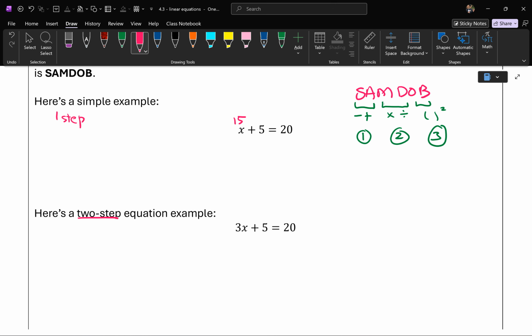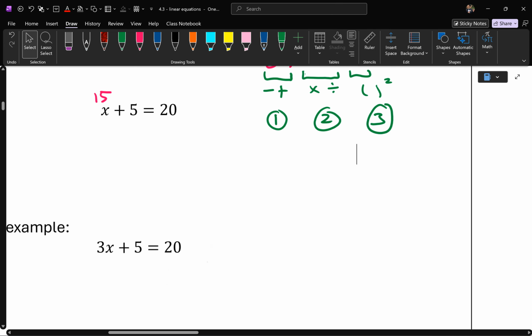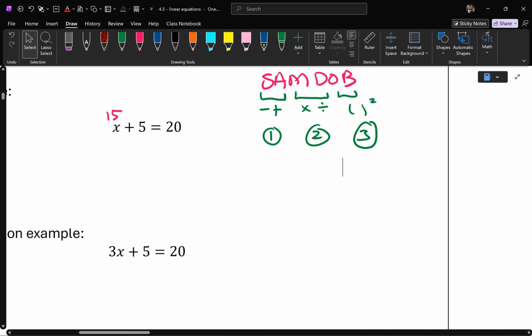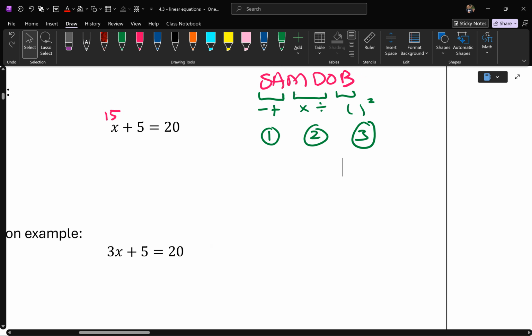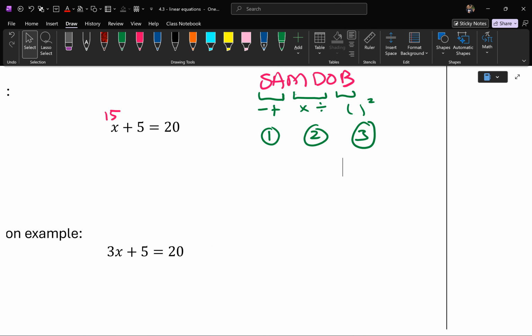You see, with this problem here, unlike before, it was easy to say that the answer for X is 15. But when you have 3X plus 5 equals 20, and I ask you, what would X have to be? Some of us may know it, and some of us may not intuitively know what X is. You need to triple it, then you add 5, and you get 20. It's not a whole number that's going to be easy to figure out. So because of that, well, actually, it is a whole number that you can figure out. But to solve this more methodically, we are going to go through SAMDOB.